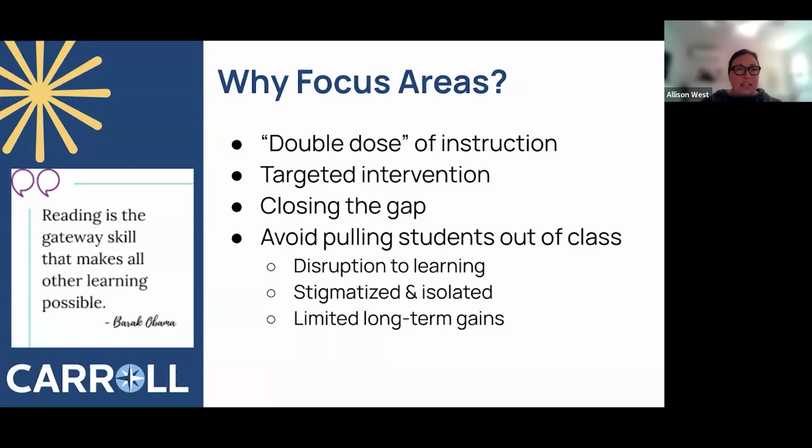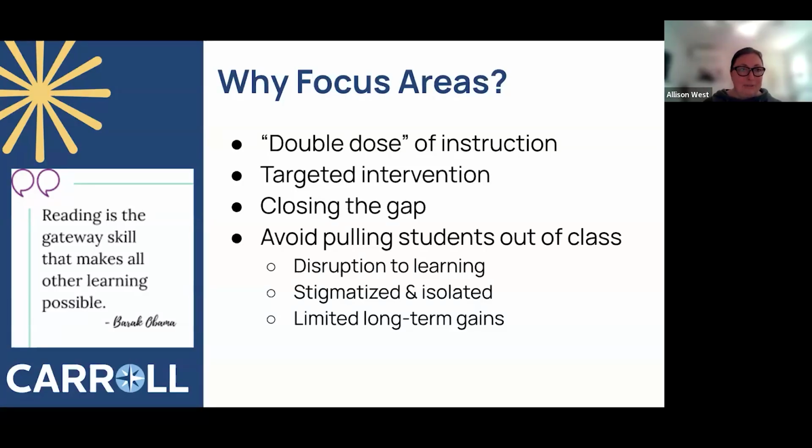We are able to target and tailor those interventions based on the student or students in each class in really profoundly meaningful ways. And we know that in order for our students to close the gap, they actually need to be making more than a year's worth of growth in a given year. And focus area classes allow us that dedicated block of time each and every day towards making that meaningful progress.